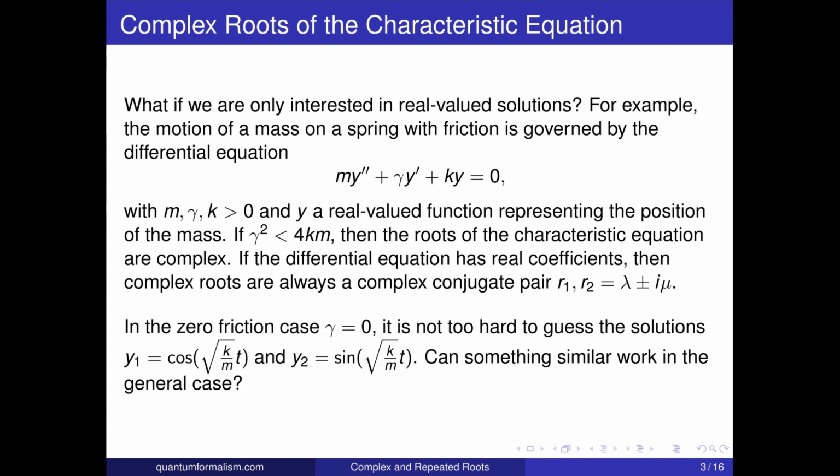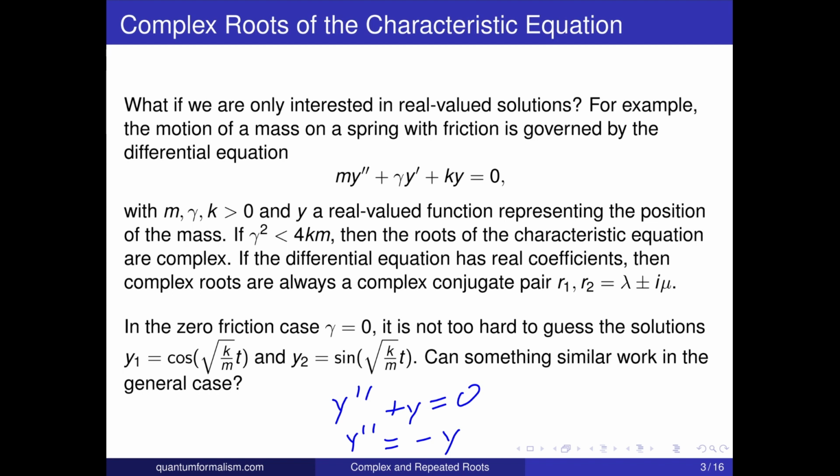Okay, so in the zero friction case, gamma is equal to 0. It's not too hard to actually guess what two solutions are to this differential equation. So maybe even like the simplest case would be something like y double prime plus y equals 0. Or in other words, y double prime is equal to negative y. So for something like that, you just think, are there any functions with this property that when you take a second derivative, you end up with minus the function you started with? And yes, sine and cosine both have those properties.